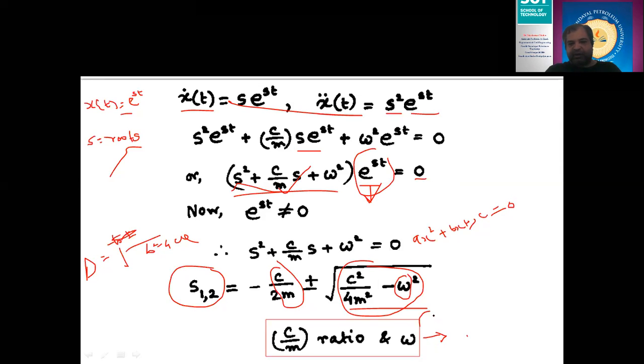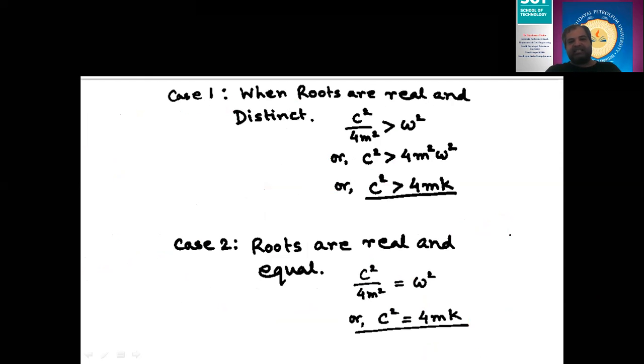So if c square by 4m square minus omega square is greater than 0, then c square by 4m square is greater than omega square. If I take m square to this side, c square is greater than 4m square omega square. Since omega square is equal to k by m, replacing this value by k by m, one m is going to be cancelled. So c square is greater than 4mk, so c is greater than twice the under root of mk, right?